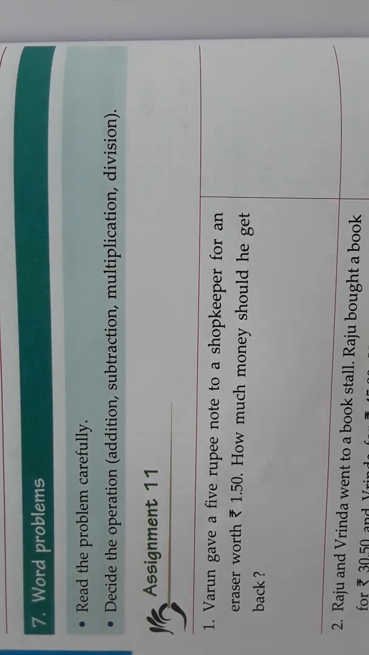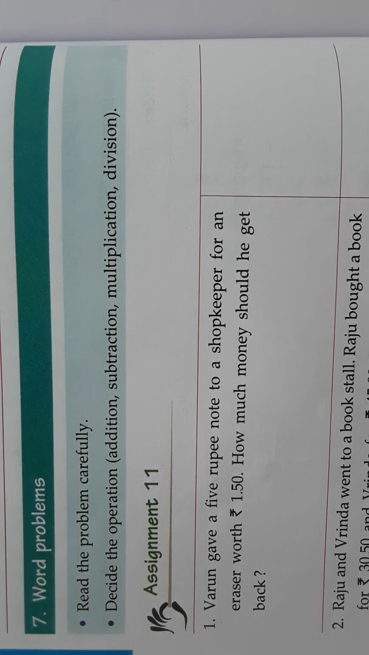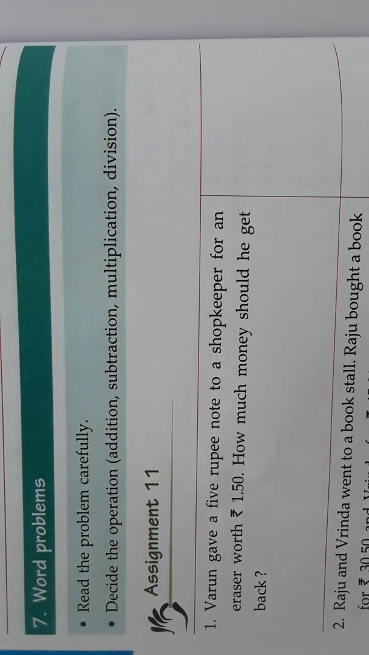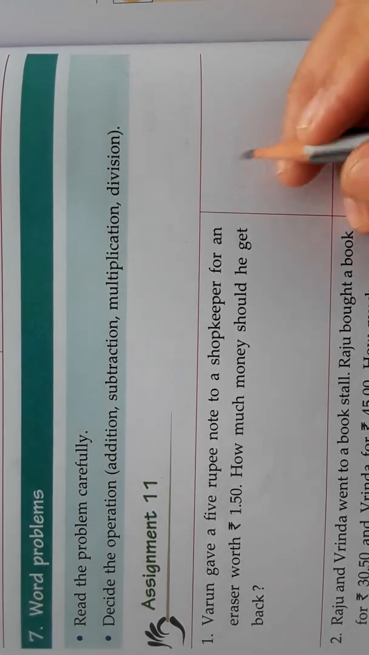So what's the operation here? What should we do? We should subtract. Here the operation is subtraction. If Varun gave 5 rupees and the cost of the eraser is 1 rupee 50 paise, how much money did he get back? That's the thing here. So we should do subtraction. How to do it?